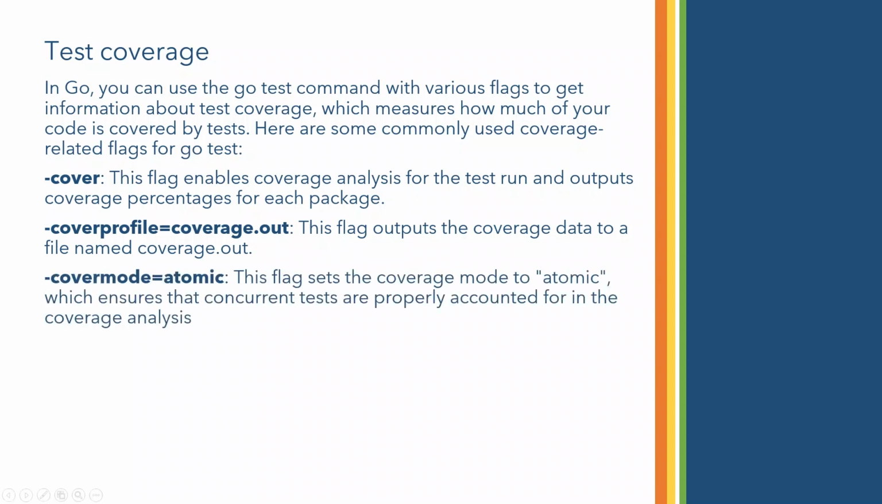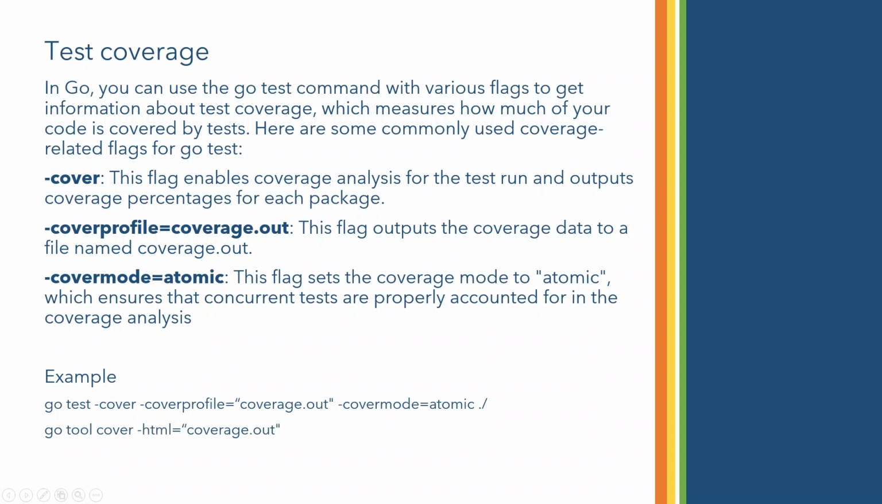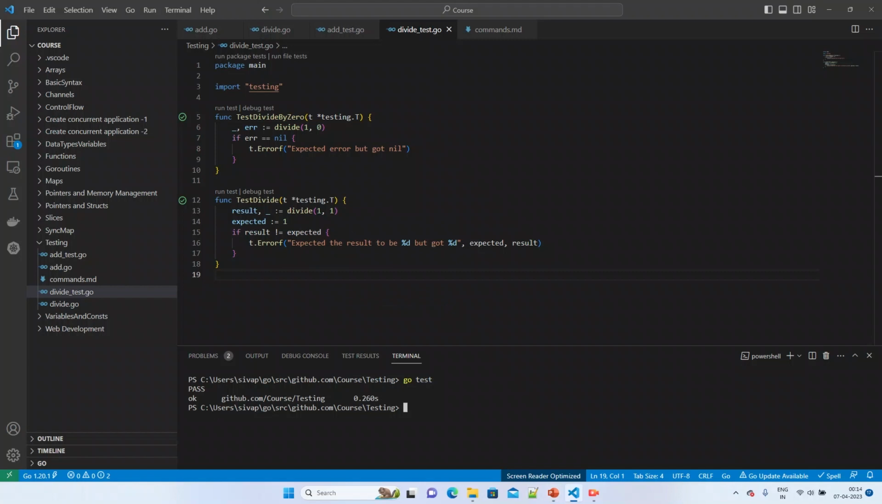And covermode equal to atomic. This flag sets the coverage mode to atomic, which ensures that concurrent tests are properly accounted for in the coverage analysis. For example, we'll see go test -cover -coverprofile coverage.out -covermode atomic, and you can give the path, and you can map it using the tool to open in HTML format. We'll see this with an example now.